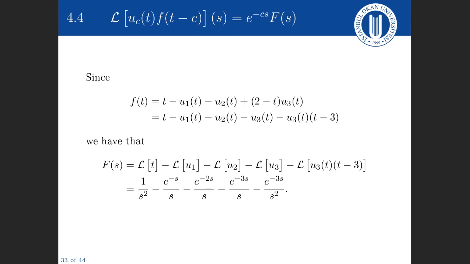The answer is 1 over s squared minus e to the power minus s over s minus e to the power minus 2s over s minus e to the power minus 3s over s, and then e to the power minus 3s over s squared.